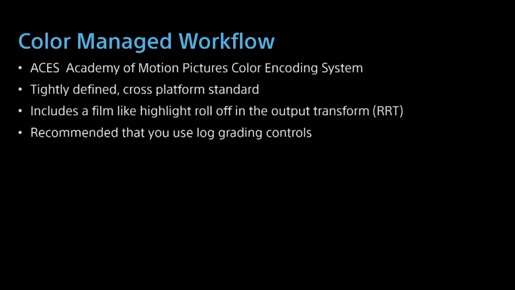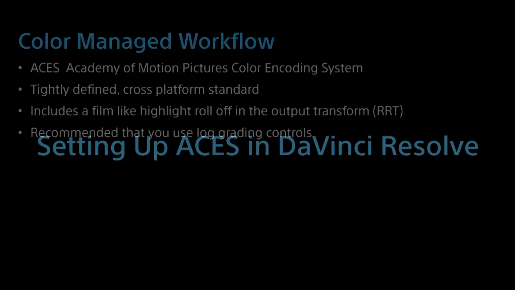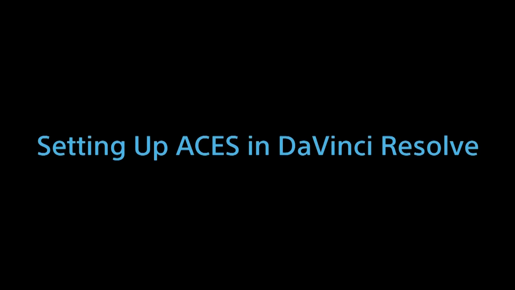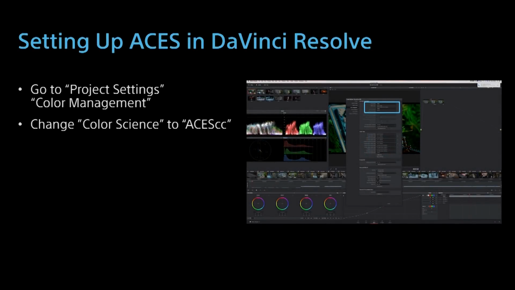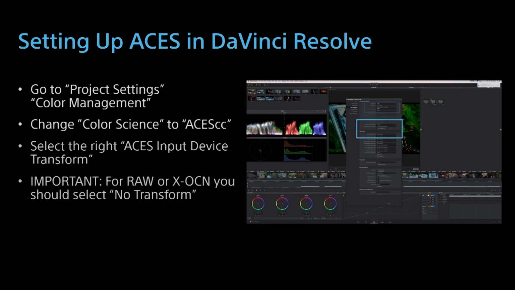Now, one of them is the ACES Academy of Motion Pictures Color Encoding System workflow, and this is a really good workflow, although it is quite processor intensive, and I'm quickly going to go through how you would set that up in DaVinci Resolve, and it's very easy. We go into Resolve's color management settings, and we simply change the color science to ACES CC. You can just about see it up there. That enables this color managed workflow.